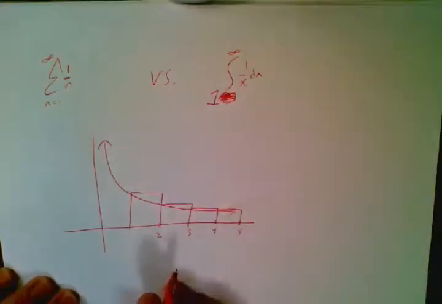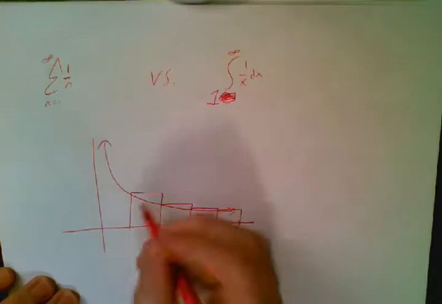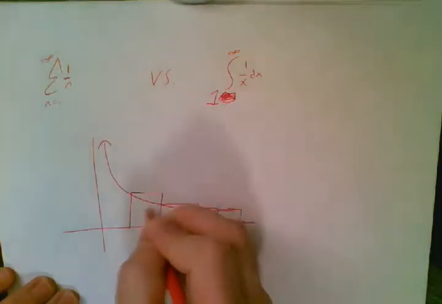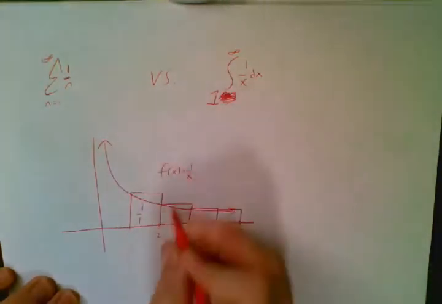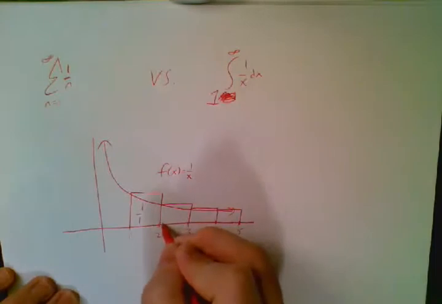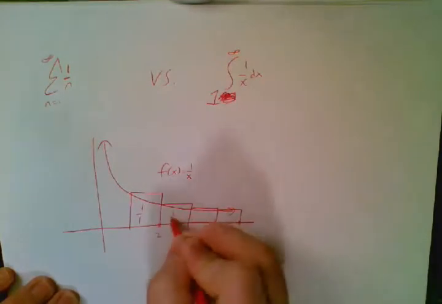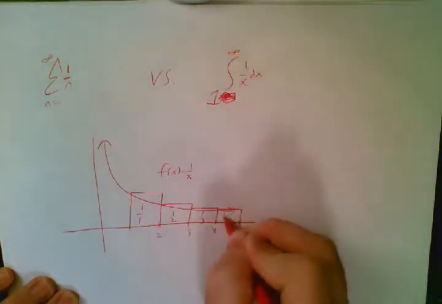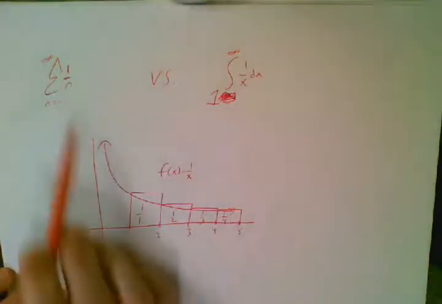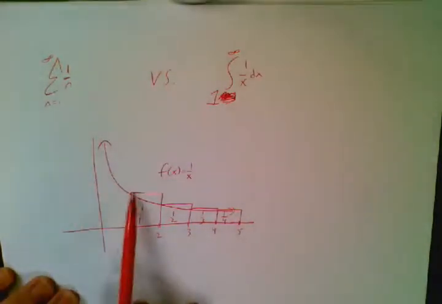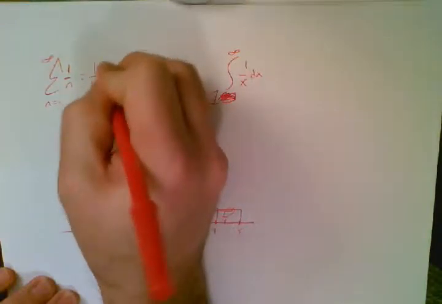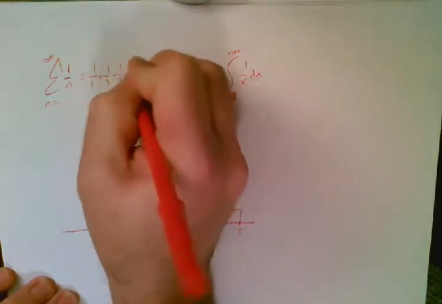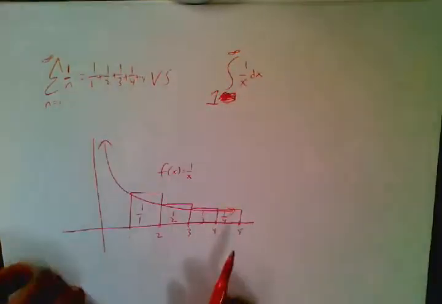Okay, and if we look at the areas of those rectangles, I have base times height, so base is 1, height is 1 over 1, right? F of x equals 1 over x. My area of this one will be 1 times 1 over 2, 1 over 2, 1 over 3, 1 over 4, etc. So again, it resembles my series, 1 over 1, 1 over 2, 1 over 3, 1 over 4, etc. And the same argument can be made.